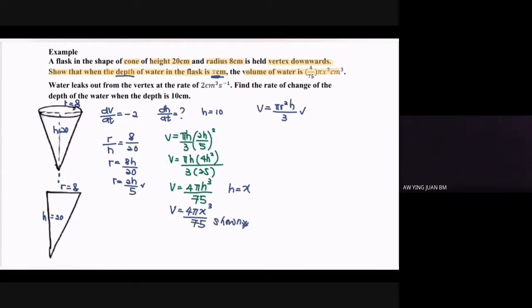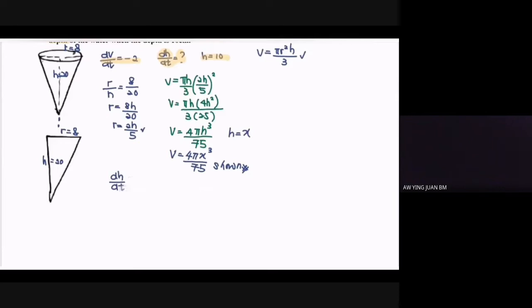Next, the question mentioned that the water leaked out from the vertex at the rate of 2. So we have negative 2. Find the rate of change of the depth. So meaning that dH dt will be our focus when H is equals to 10. So now what we have to do is to have the chain rule. dH dt is equals to dV dt multiply with dH dV.